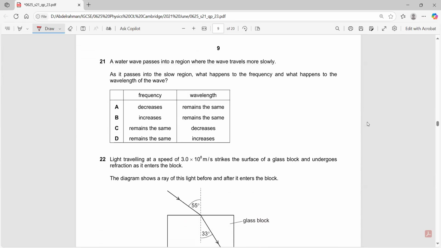A water wave passes into a region where the wave travels more slowly. What happens to the frequency and what happens to the wavelength? Does the frequency change? As we said, the frequency does not change, so it remains the same. As it moves more slowly, as the speed decreases, what happens to the wavelength? Decreases as well.